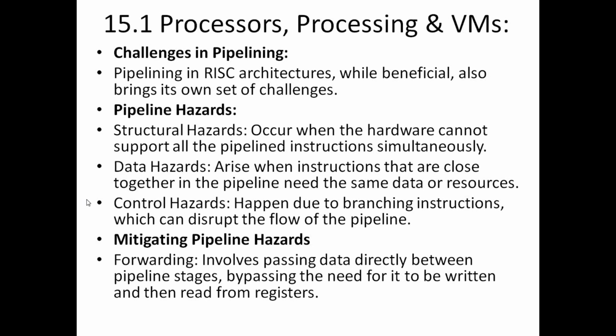Then we have the data hazard. What if multiple instructions need to access the same data or same resources? You know very well, the same data cannot be provided to two different instructions at the same time. Then we have a control hazard, or a controlling problem. It happens due to branching instructions. Like if an instruction is breaking into multiple more instructions, this can disrupt the flow of the pipeline.